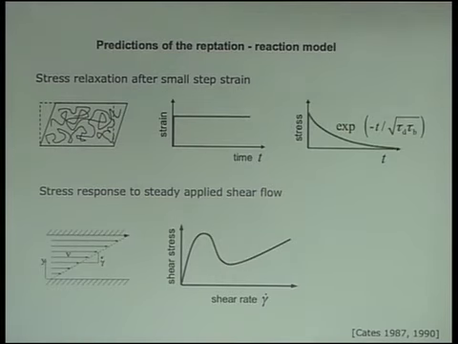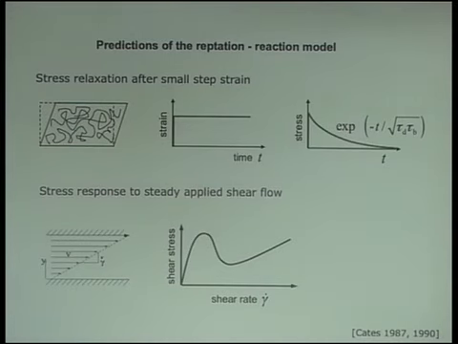The second experiment is this steady shear experiment, where we're moving the top plate at a constant speed relative to the bottom one, and the wall speed over the gap size is the shear rate. Computing the shear stress as a function of shear rate in the reptation reaction model, what we find is something that has this rather peculiar loop-the-loop shape.